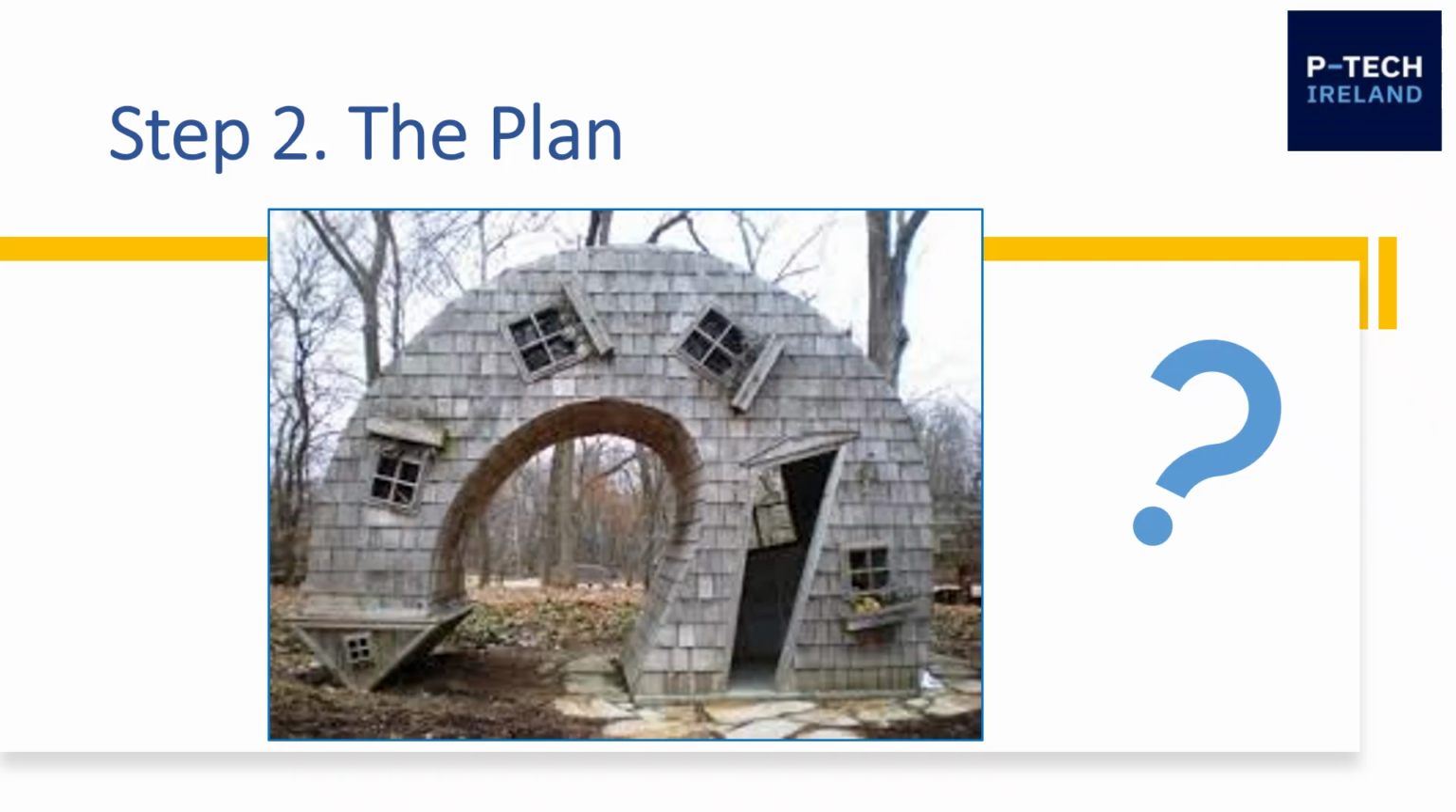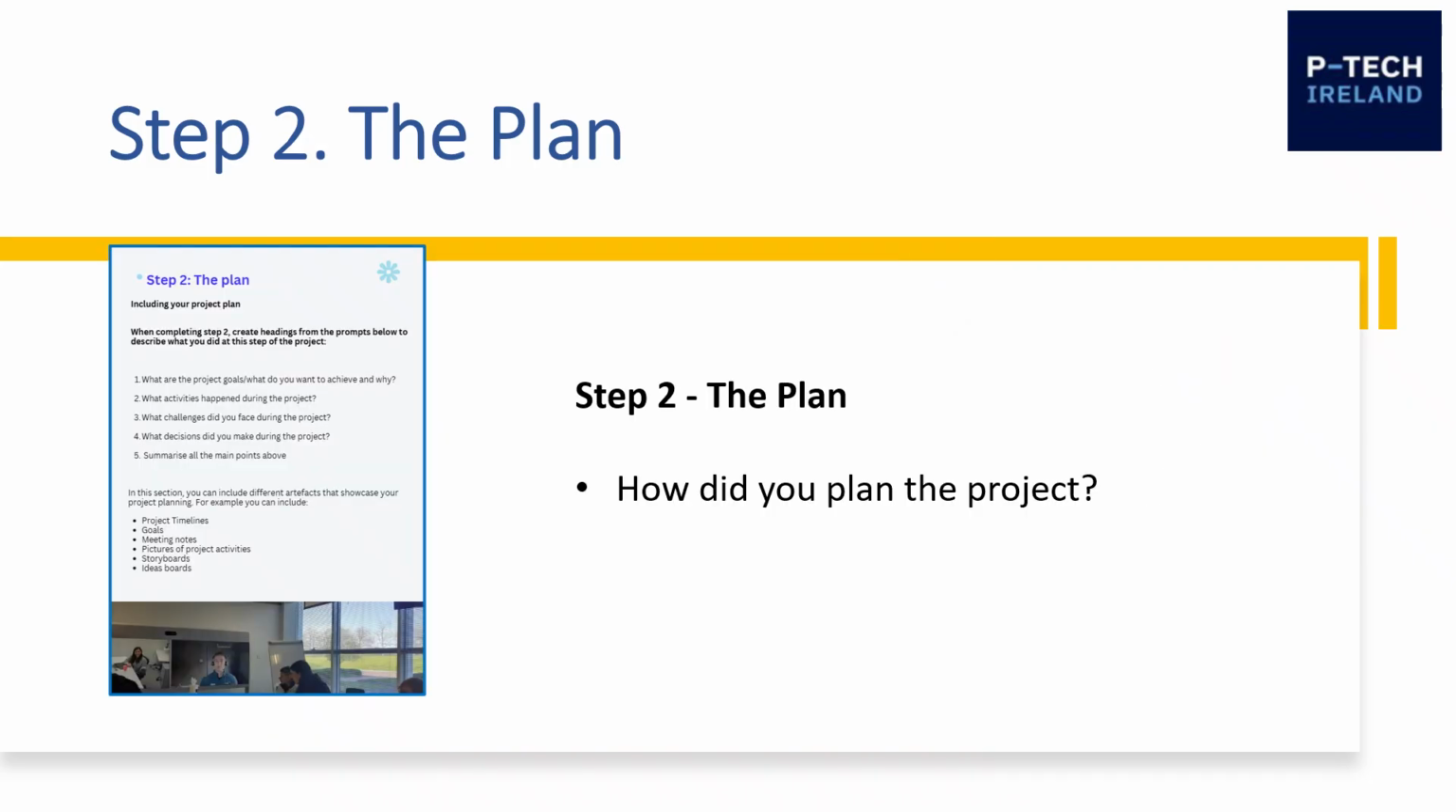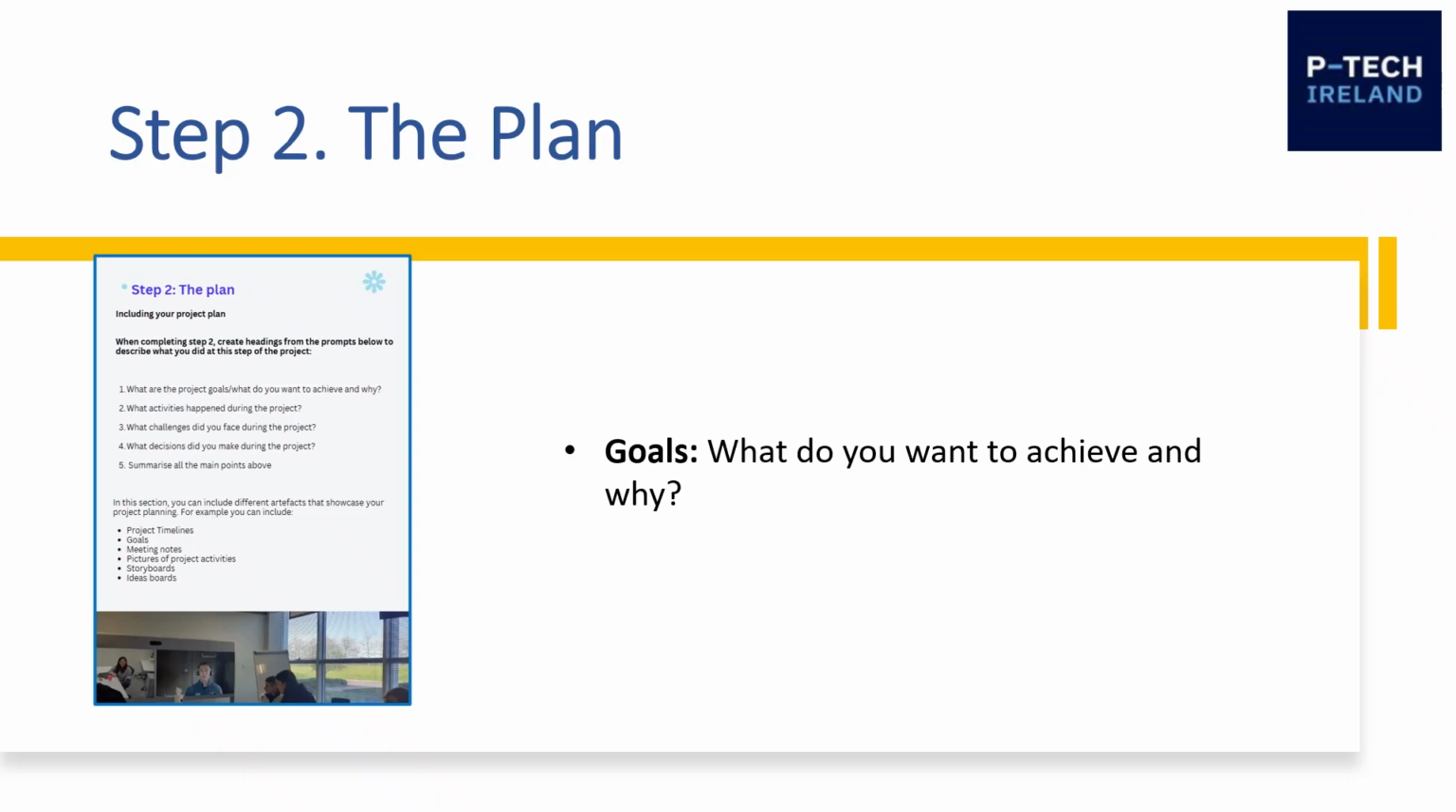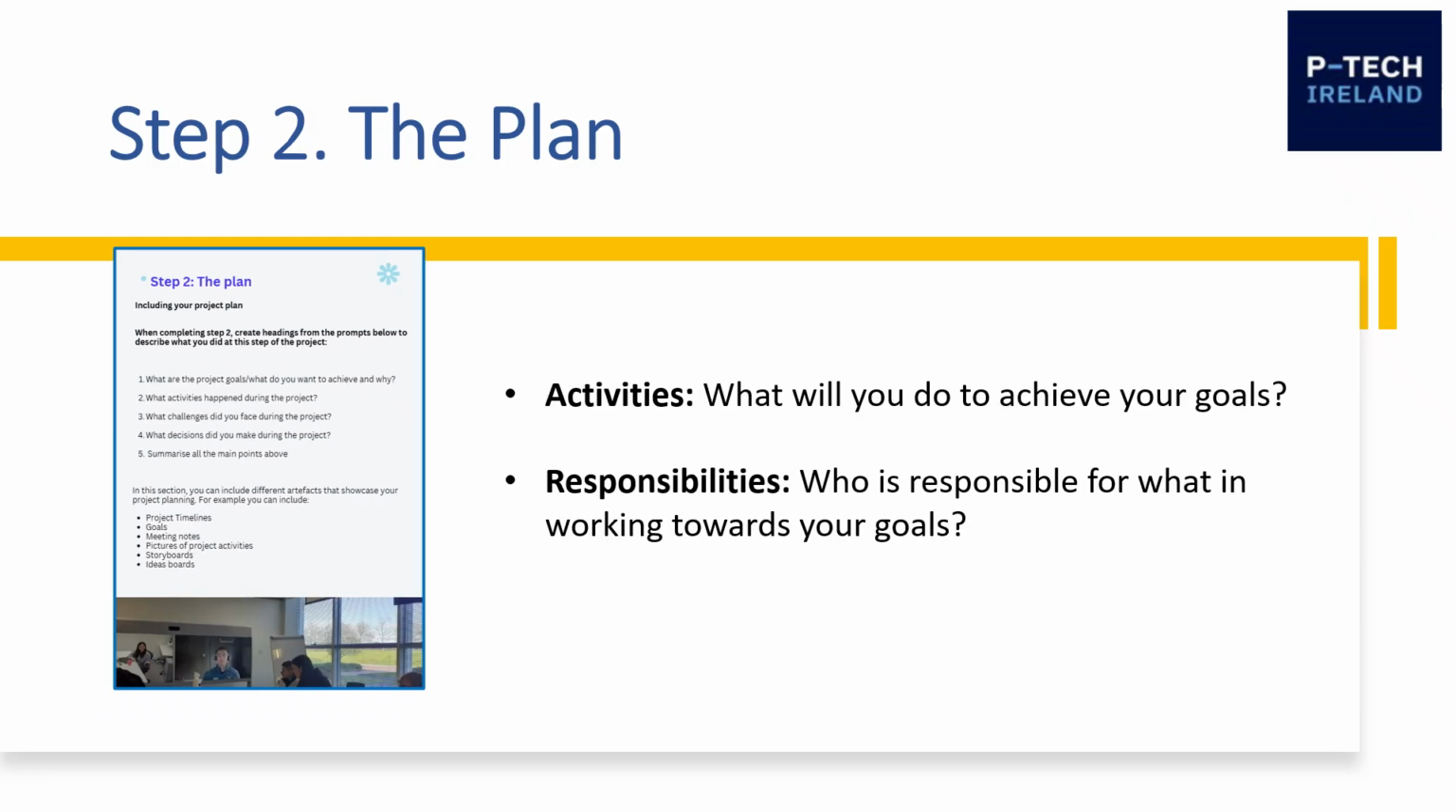So now, let's think about the different kinds of information this section of your project report should give to the reader. So first of all, this section should tell the reader how you planned the project. You should also use this section of the report to tell the reader about what your project goals are. What do you want to achieve? Why do you want to achieve this? Why is this important? When reading this section of your project report, this section should also help the reader to understand what were the different activities that happened during this phase of the project.